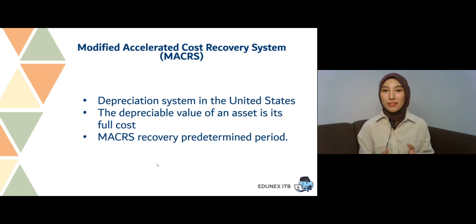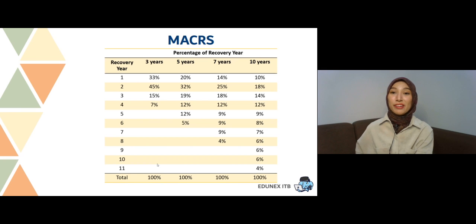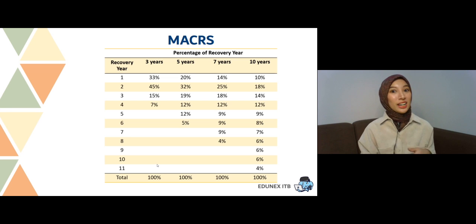And in MACRS, the year of recovery is determined based on the category of the asset itself. So here we have the percentage of recovery years based on categories of recovery years. We have a 3-year period, 5-year period, 7-year period, and also 10-year period. So how do we determine which category of recovery year our assets fall into? The 3-year period is usually for research equipment and similar special tools.